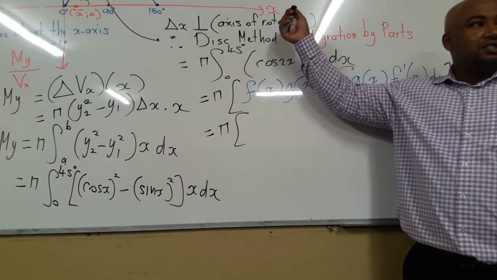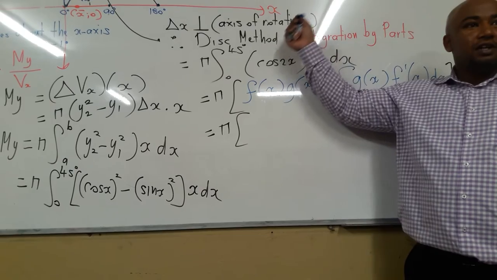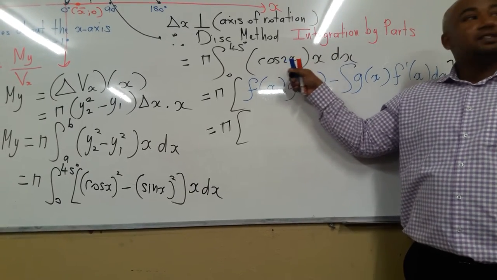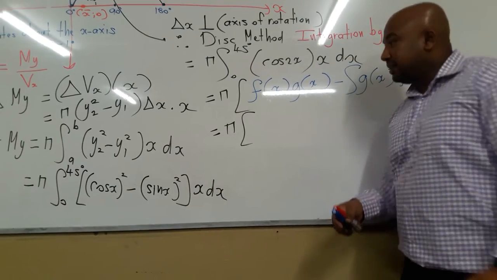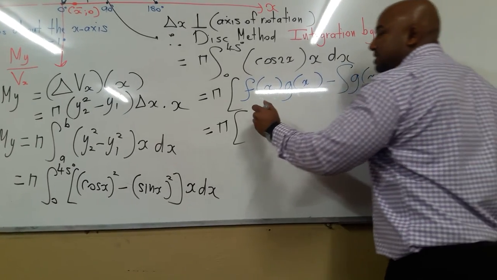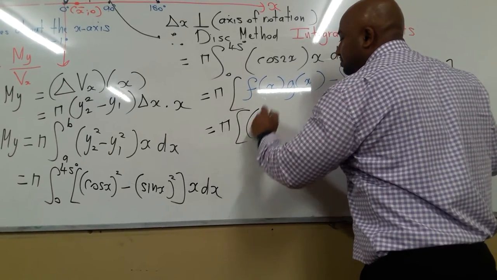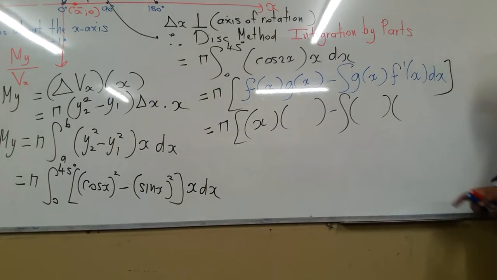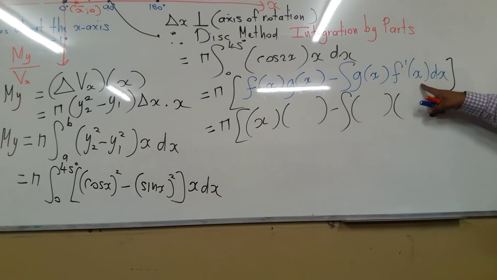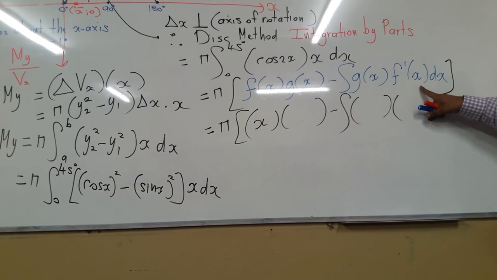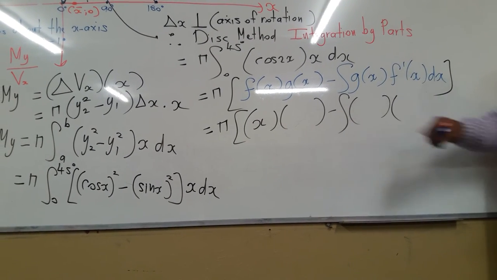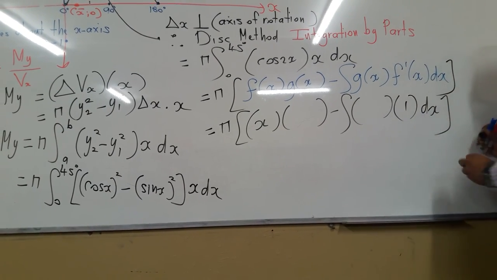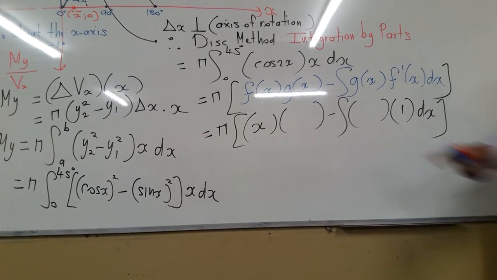Number one is your inverse trig. Number two is log or ln. Number three is your powers of x. This one is number 5 on the list. So we know that f of x is x. If f of x is x, what is f prime x? F prime x means the derivative of x, which is 1. So now we need our g of x here.